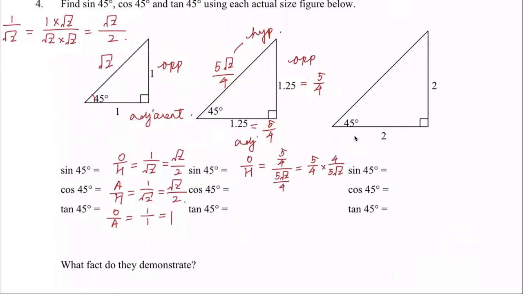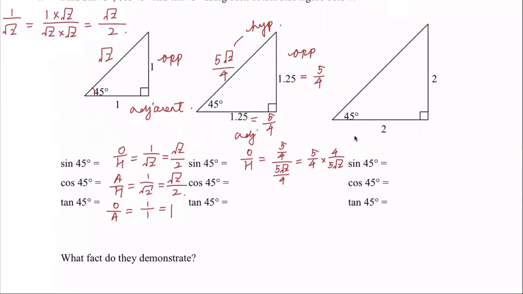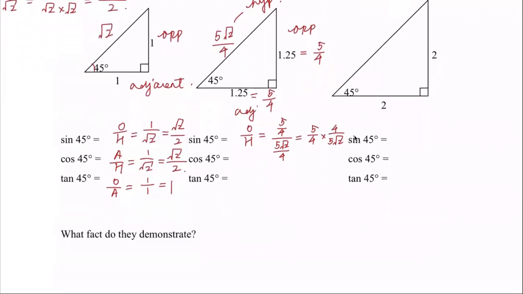Because I don't know how much you know about the division of fractions, this is a very basic operation. I hope you know it. If you don't know how to do this, please let me know. So 4 gets canceled out, 5 gets canceled out. So this would be 1 over square root of 2, and this will be square root of 2 over 2.